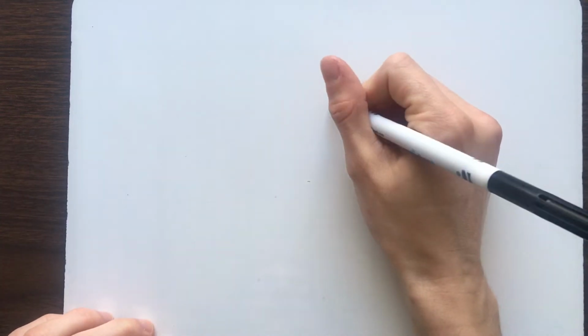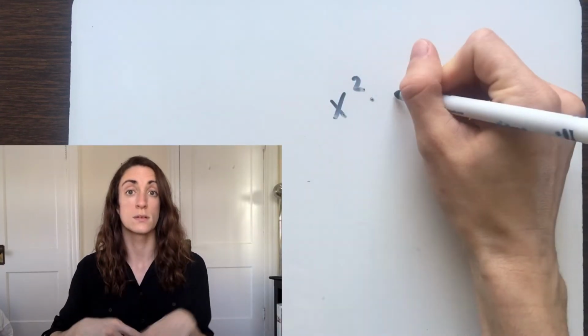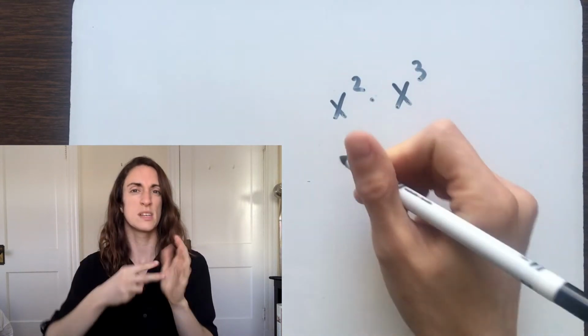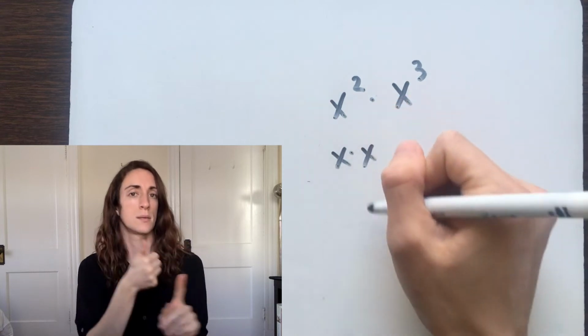In this video, I'm going to explain how to apply the multiplication properties of exponents. Let's look at this example, x squared times x cubed. Remember that exponents mean that whatever number the exponent is applied to gets multiplied by itself that many times.